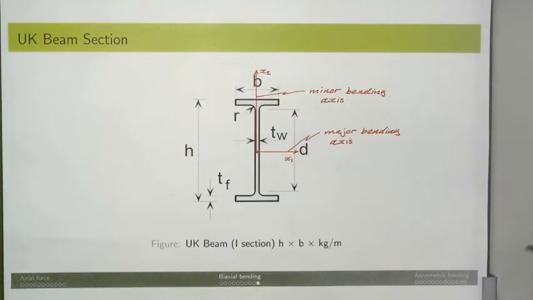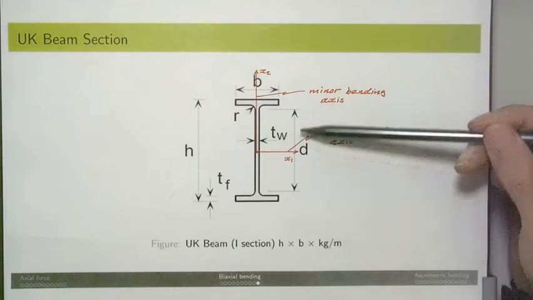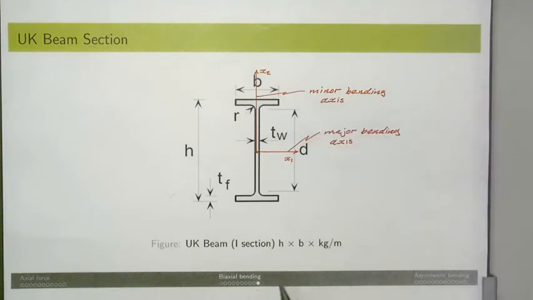Okay, so we refer to I sections in the same way that we refer to H sections. So the first figure is essentially the overall depth of the section in millimetres. The second figure is the breadth or the width of the section, also in millimetres. And then finally, the third figure is the weight in kilograms per metre.